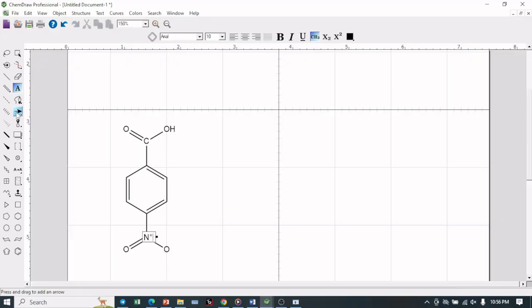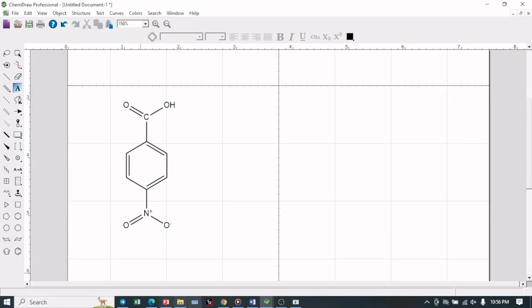Then on the oxygen atom simply add a minus sign. So this is our required structure for nitrobenzoic acid. By following this method you can draw compounds which contain positive or negative signs in their structure. Thank you.